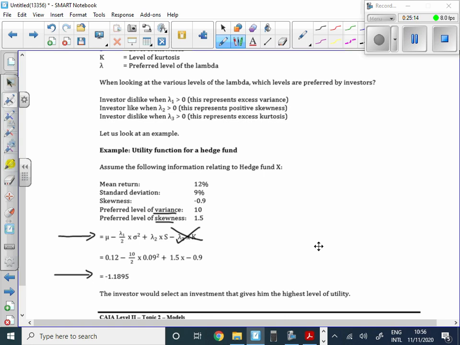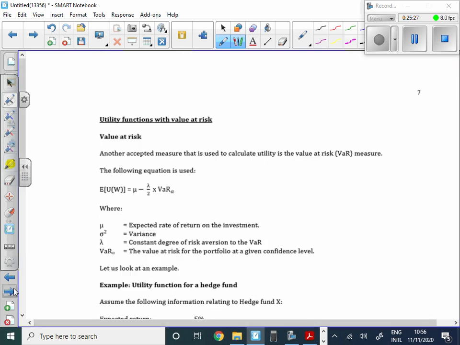You would seek an investor or an investment that'll give you the highest level of utility. Of course, I would need to compare this number with another investment to see which would give me the highest level of utility. Okay, we move forward onto page 7, guys. I'm still in utility. I'm just giving you another way of looking at it. Now I use value at risk. Remember, value at risk is one of the key risk management tools, which we're going to be seeing a lot more of when we get to topic 4, risk and risk management.